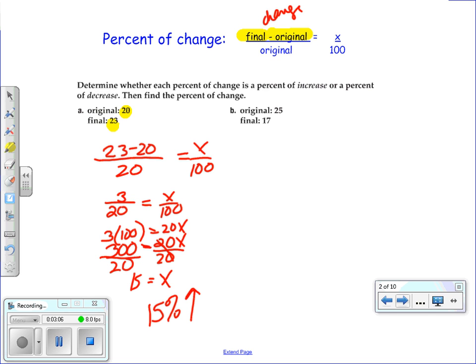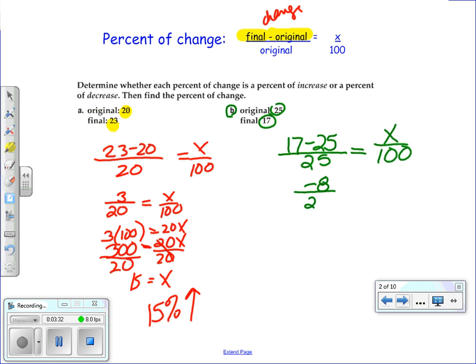Okay, let's look at another problem. Problem B. Our original is 25. Our final is 17. To find the change, we take 17 minus 25, the final minus the original, over the original, which was 25, and we'll put that proportional to x over 100. 17 minus 25 is negative 8 over 25. Is this an increase or a decrease? It's a decrease, isn't it? So I'm going to remind myself it's a decrease. Equals x over 100.